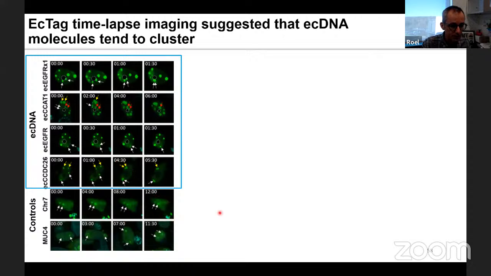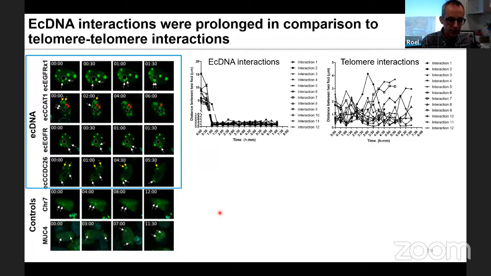Now, of course, there are a lot of signals. There are a lot of ecDNA copies in a given nucleus. So perhaps it's just random. Perhaps just because there are so many copies of ecDNA, you also sometimes happen to see a clustering of the ecDNA molecules. But when we measured the time duration of the interactions, we see that this is relatively stable for ecDNA interactions. We then contrasted this to telomere interactions.